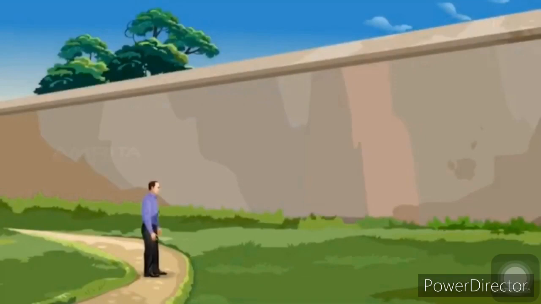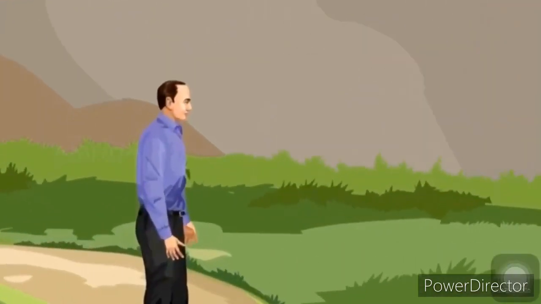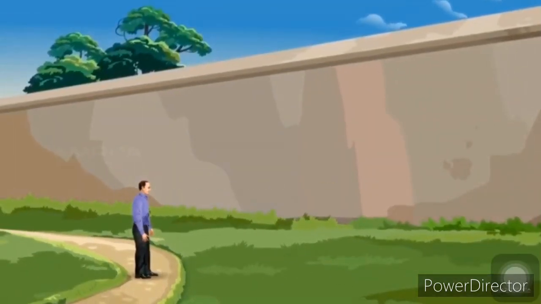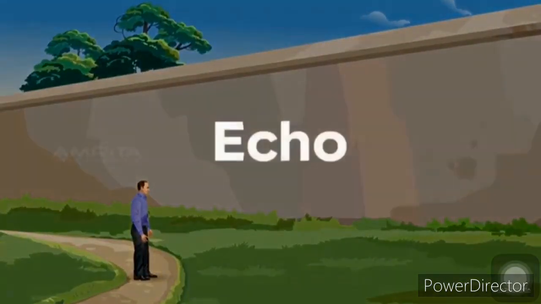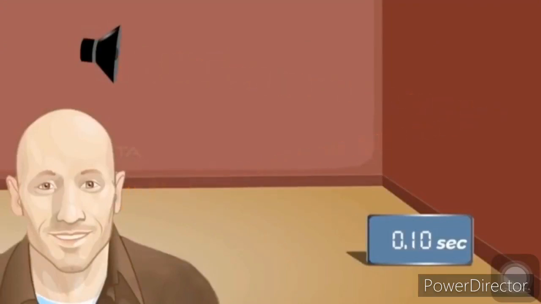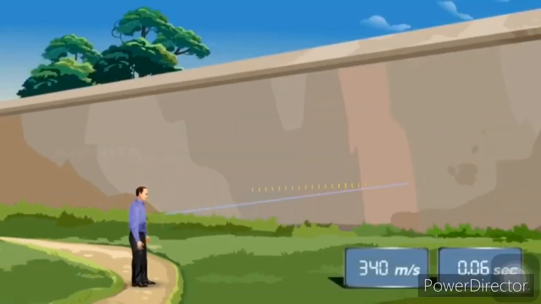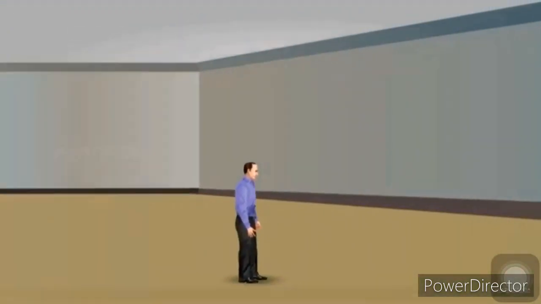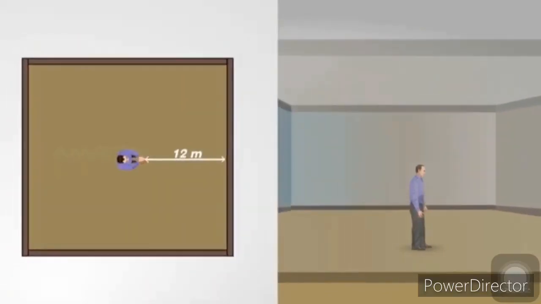Sound waves also suffer reflection from large obstacles. If we stand at a distance from a high wall and clap our hands, we can hear the same clapping sound after the dying out of the original sound. This is called an echo. Therefore, for an echo to be heard, the time interval between two sounds must be 0.1 seconds. As sound travels at a speed of 340 meters per second in air, the distance traveled by sound in 0.1 seconds is 34 meters. Therefore, to hear an echo, we need to stand at least 17 meters away from the wall.